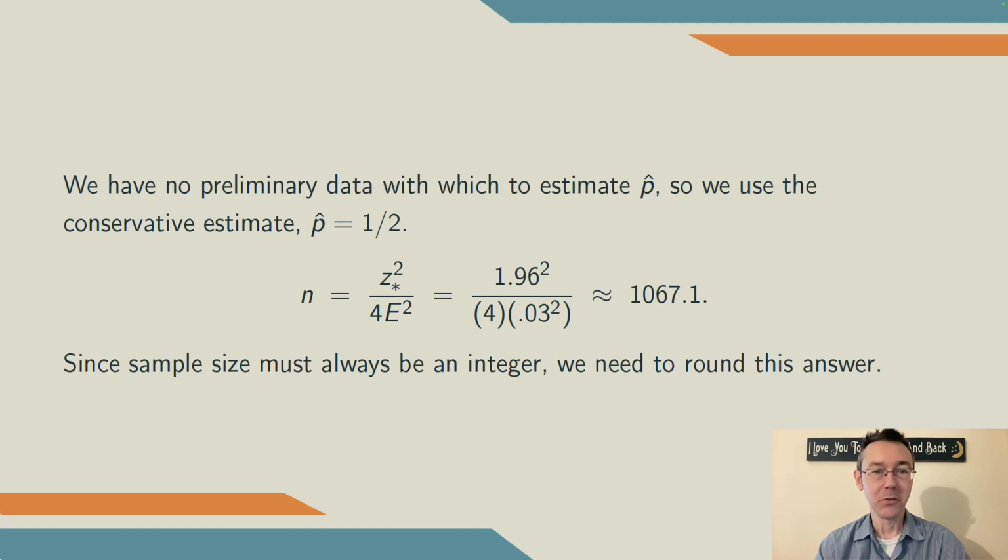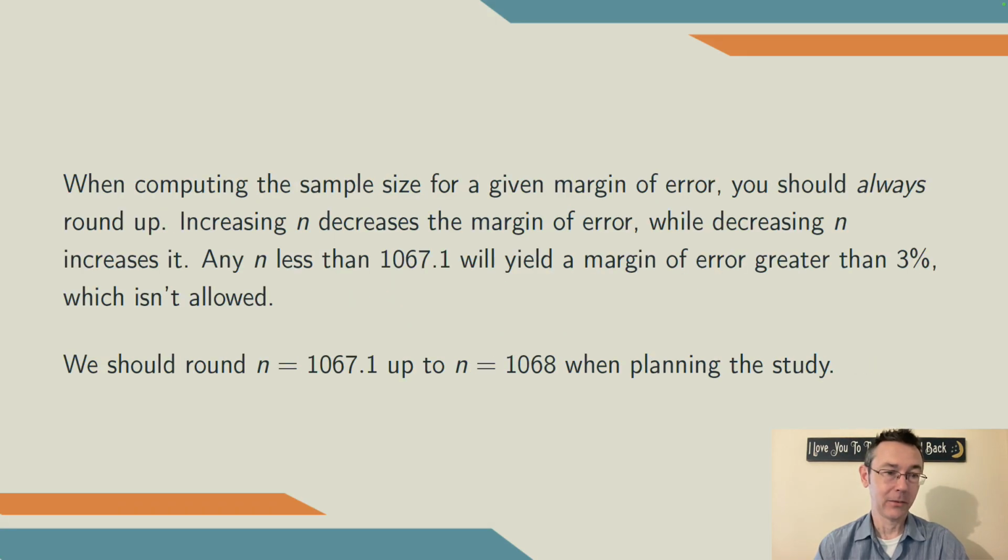We plug in, we do a little bit of algebra, we get 1067.1. Now, sample size needs to be an integer, so we have to round this. It seems like we should round it down, but that's actually not the case. When computing the sample size for a given margin of error, we always round up, even if the value is pretty close to the next value down.